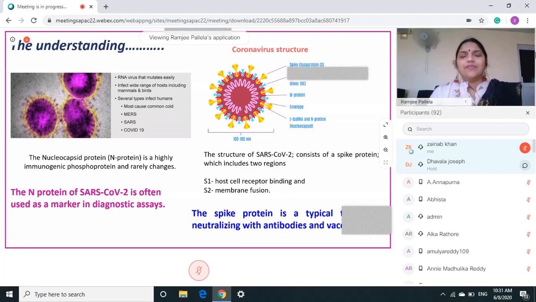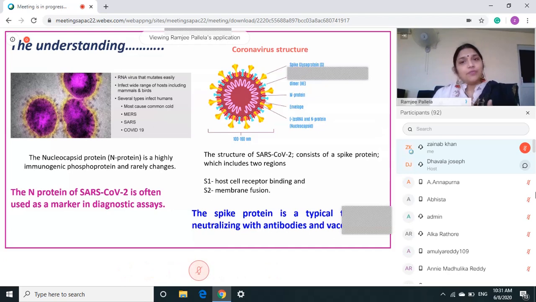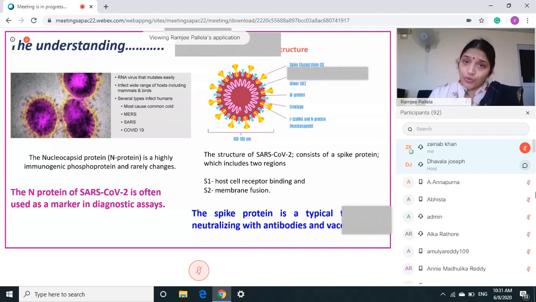They are generally RNA viruses and they mutate very easily and they infect a wide range of mammals as well as birds. But in case of humans, there are 3 to 4 types of coronaviruses which actually infect humans as well. One of them is the most common virus that we have during the regular cold that we face in rainy season and in most of the other cold weather conditions. So that is one of the types of coronavirus as well.